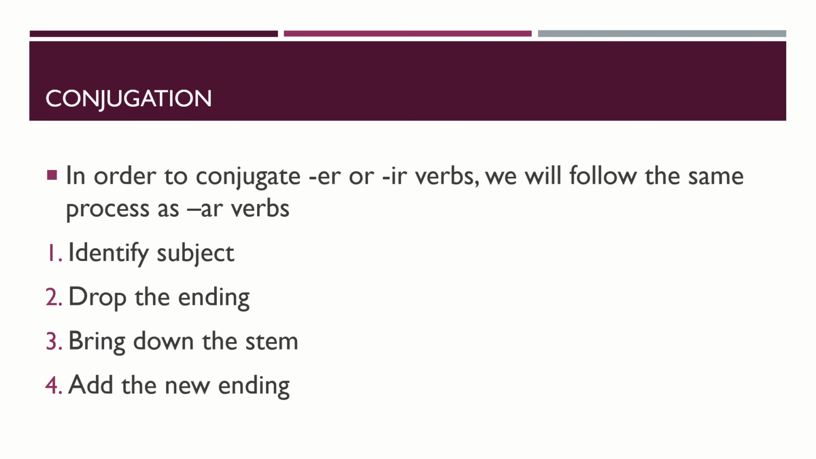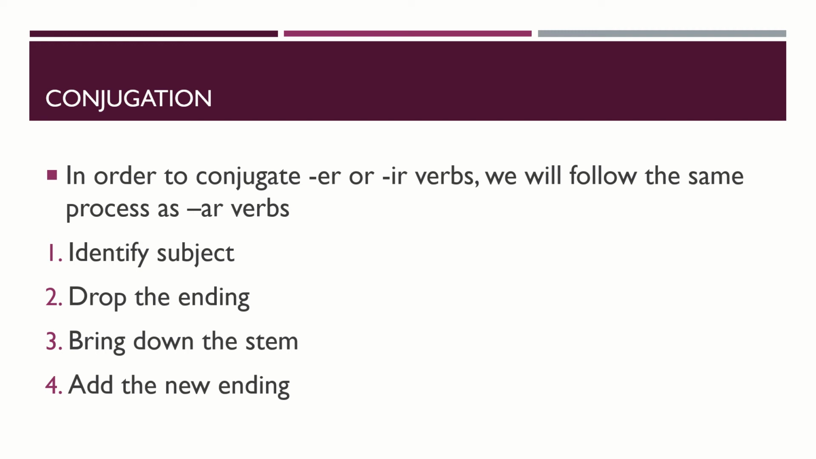So in order to conjugate our ER or our IR verbs, we're going to follow the same process that we do when we conjugate AR verbs. So just to refresh our memory on that process, the first thing that we have to do is identify our subject. Okay, so we have to find out who is the person or the thing doing the action. Okay, and then the next thing that we have to do is drop the ending. So no matter which verb we're working with, we're either going to drop AR, we're going to drop ER, or we're going to drop IR.